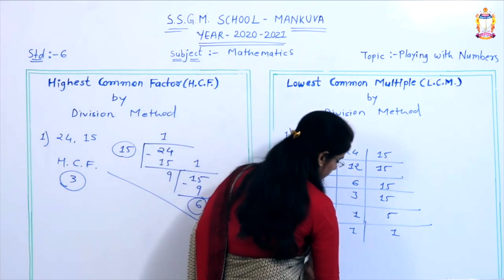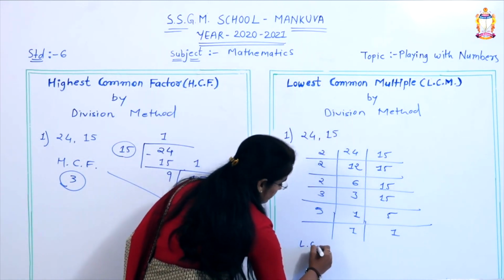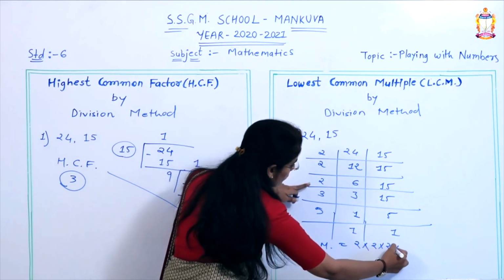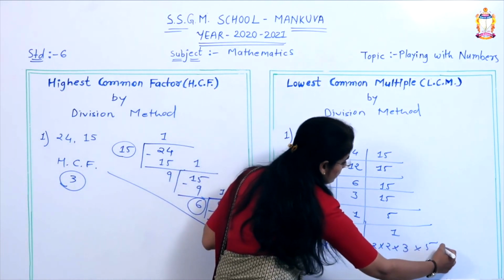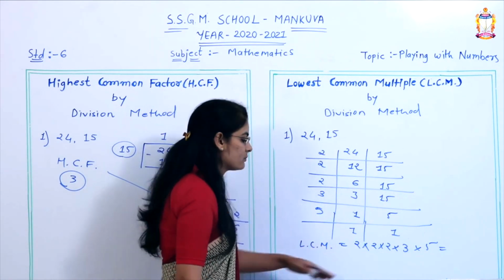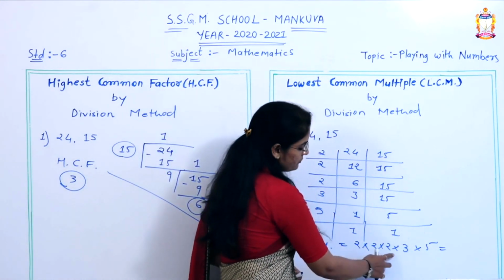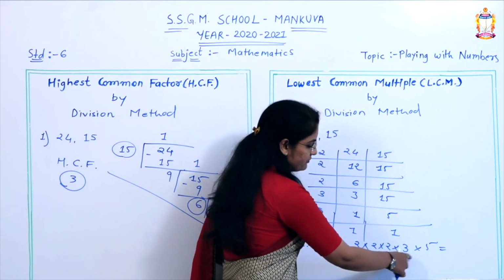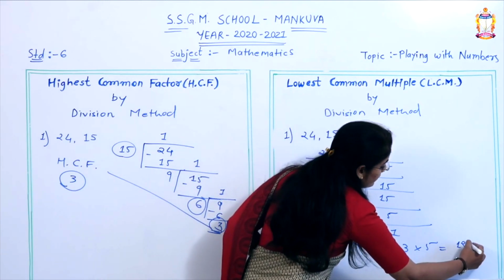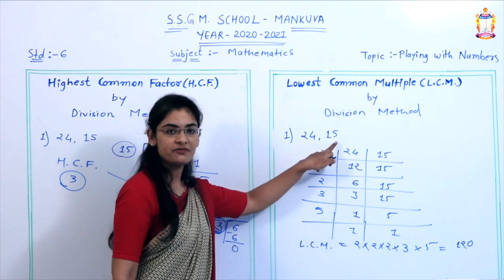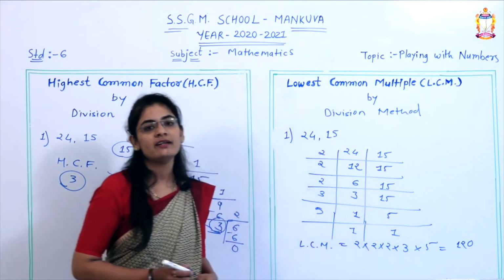Now continuously go on. 5 1s are 5. Let us do LCM. It means 2 into 2 into 2 into 3 into 5. We have to do the multiplication of all these numbers. 2 into 2, 4. 4 into 2, 8. 8 3s are 24. 24 5s are 120. It means that the LCM of 24 and 15 is 120.